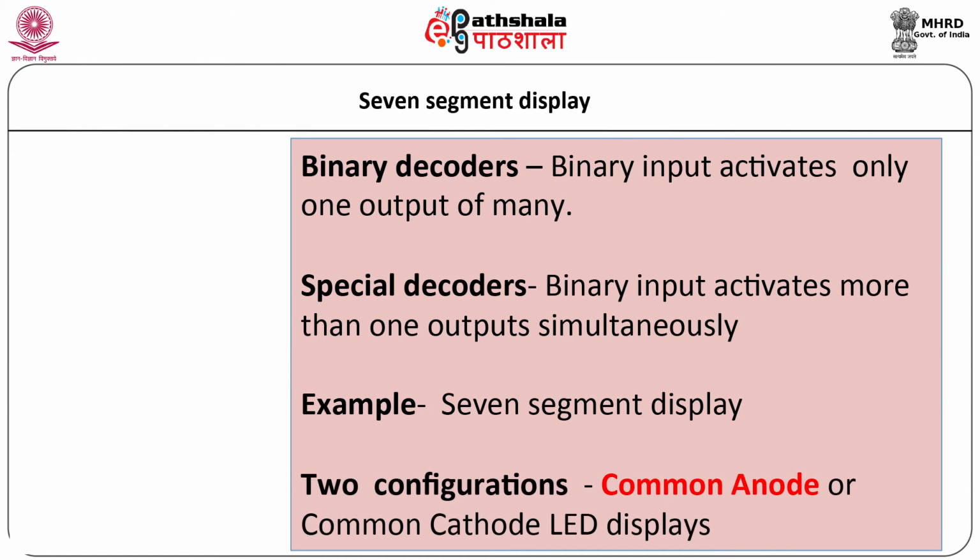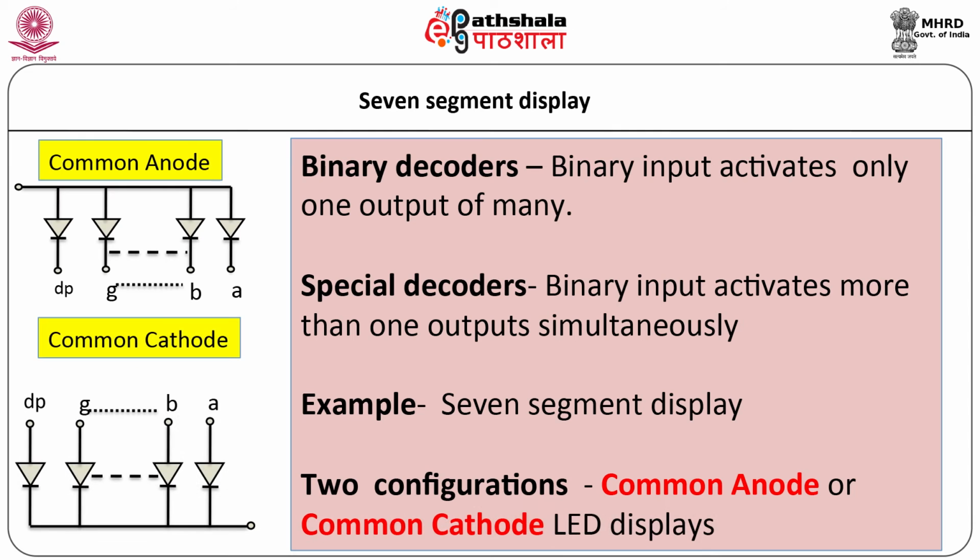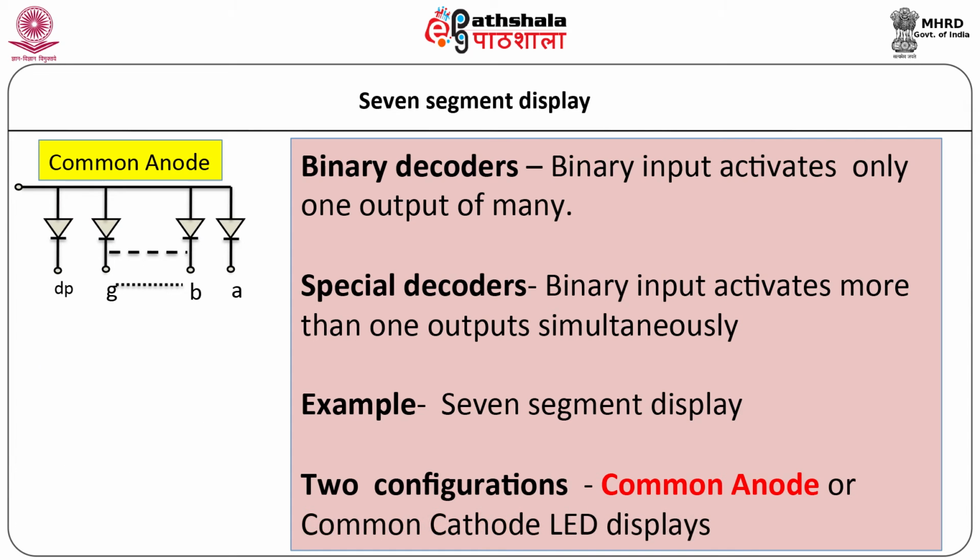There are 2 configurations for 7-segment display. These are common anode and common cathode displays. In common anode displays, the anodes of all LEDs are connected in common and cathodes are labeled as A, B, C, D, E, F, G and DP, that is decimal point. The common anode requires a driving circuit to provide low level voltage in order to activate a given segment. When low level is applied to a segment, the LED is forward biased and current flows through it.